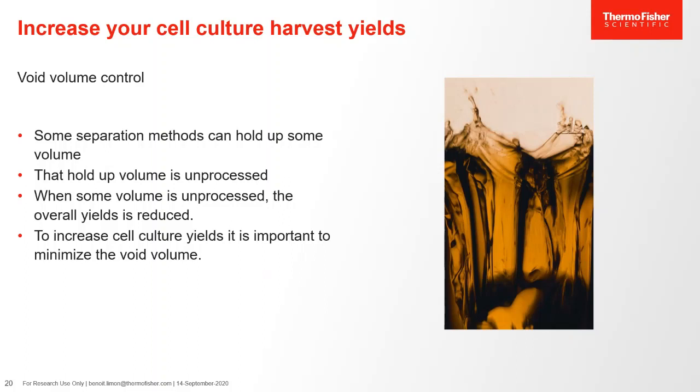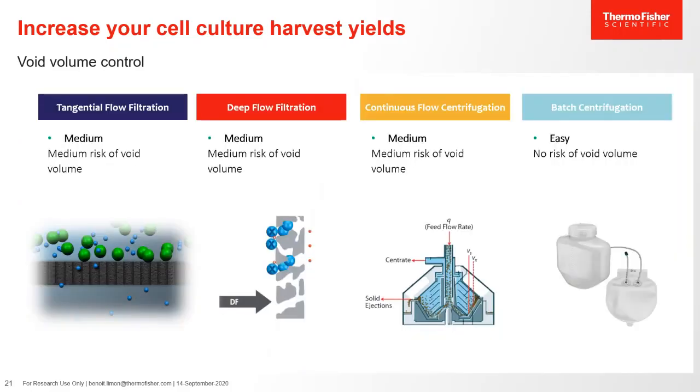Some separation methods can hold up some volume, and that hold up volume is unprocessed. And when some volume is unprocessed, the overall yield is reduced. So in order to increase the cell culture yields, it's then important to minimize the void volume. Let's evaluate how the 4 different techniques are able to control the void volume.